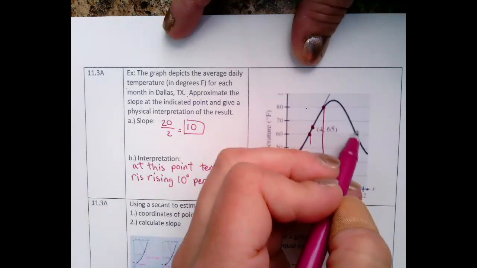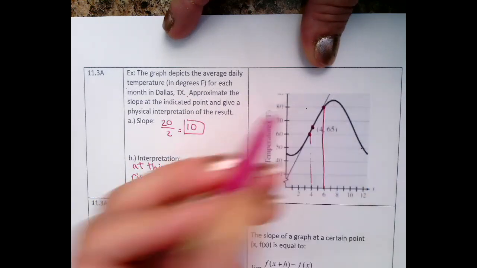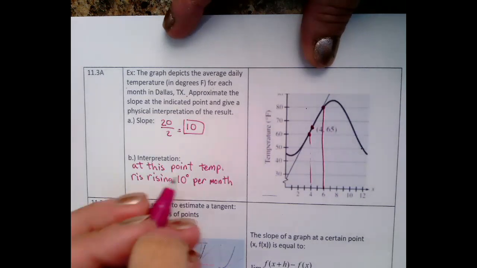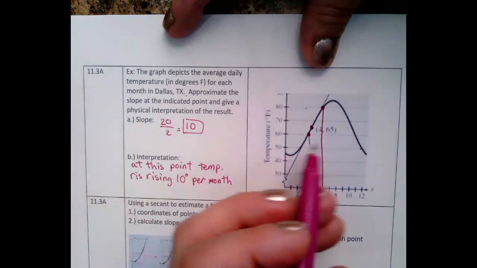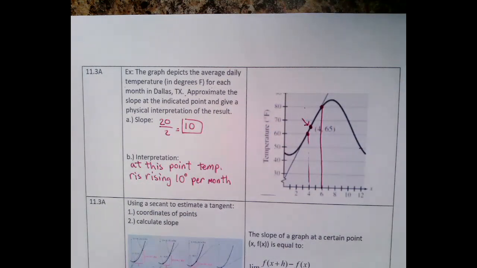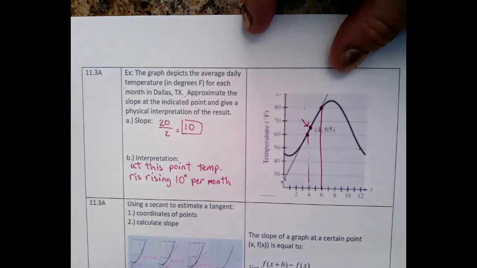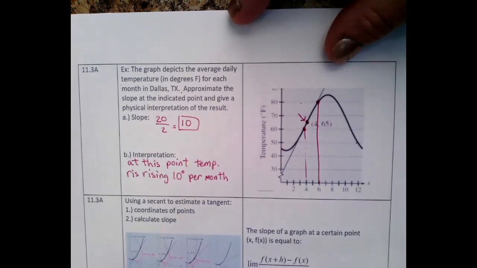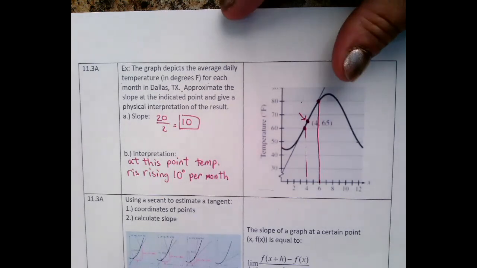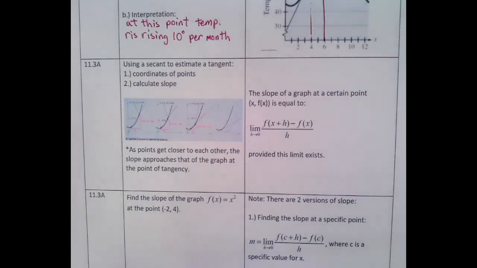If I was looking over here, my temperature would be decreasing per month. If I was looking here, my temperature would be steady, or pretty close to steady. So this means that at this point on the graph, that fourth month, 65 degrees, my temperature is rising 10 degrees per month. You're going to have to be able to interpret what these slopes mean because they're actually used for things in real life.